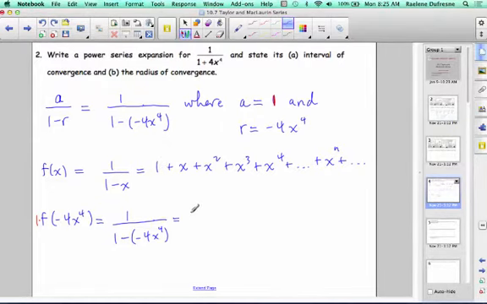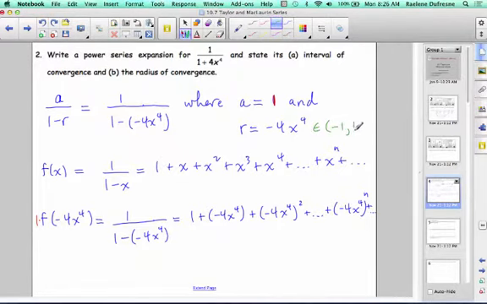And we get 1 plus (-4x^4) plus (-4x^4)^2 plus ... plus (-4x^4)^n plus ... And so if we want to state the interval of convergence, we can come up with the expression for r, knowing that r has to be contained between -1 and 1. It may be practical for us to come up with the sigma notation for this, so let's do that for the given function. And we're going to have n equals 0, n equals 1, n equals 2, etc.